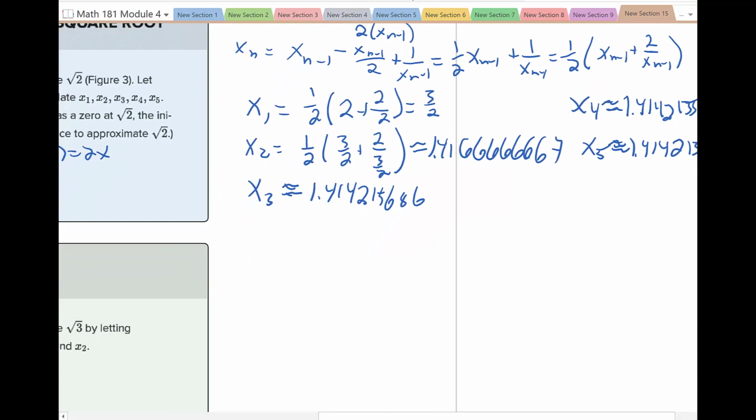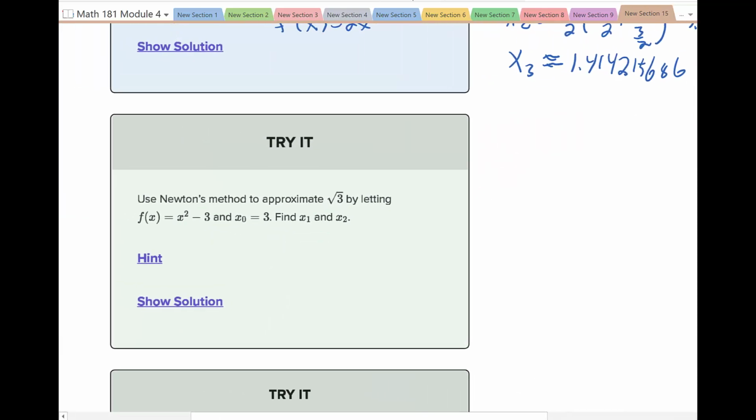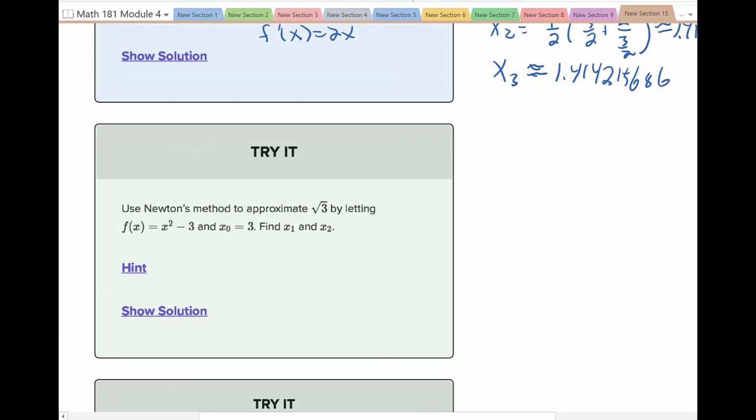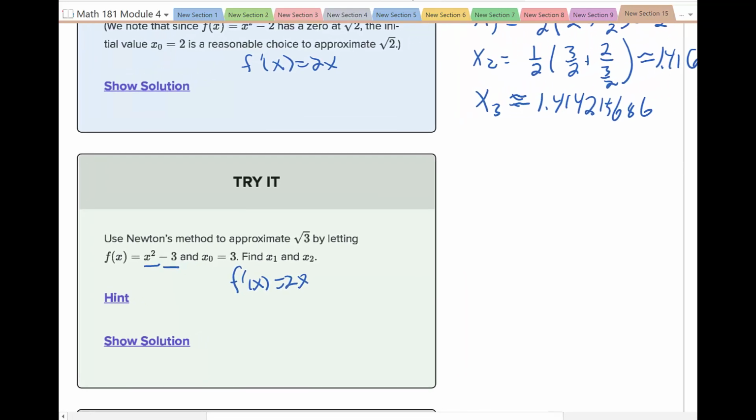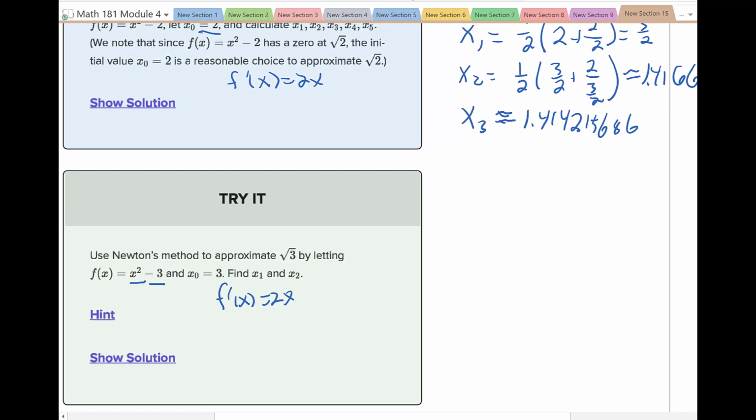Okay, let's do another one. Now we're doing the square root of 3, so that's why they chose x squared minus 3. So our f prime of x would look the same, 2x, and our overall function is pretty much the same. We start at 3 this time, and we're going to just do the first 2 iterations. So x sub n is equal to x sub n minus 1 minus x sub n minus 1 squared minus 3 over 2 times x sub n minus 1.